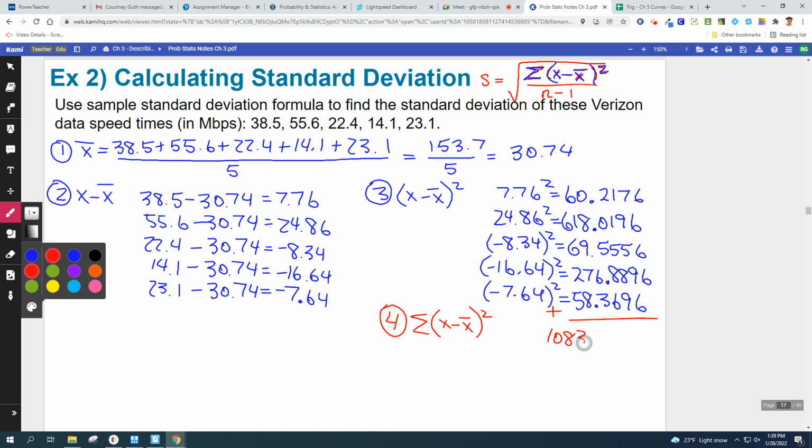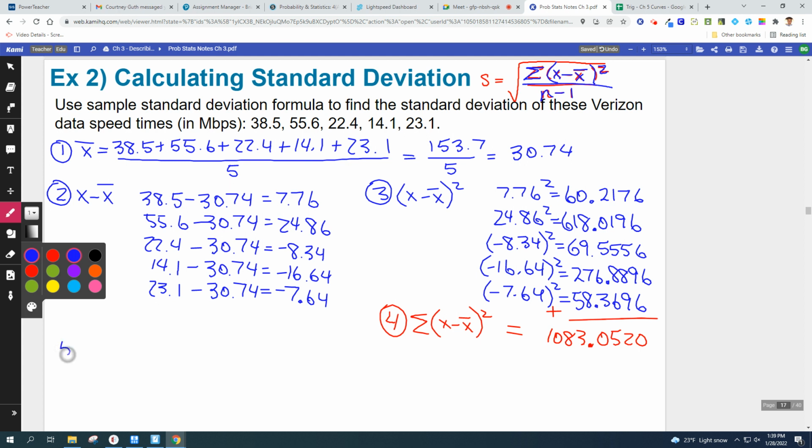I get 1083.0520 equals. Okay. So all I'm doing is just going through the equation. Next thing, I'd have to divide by this n minus 1.